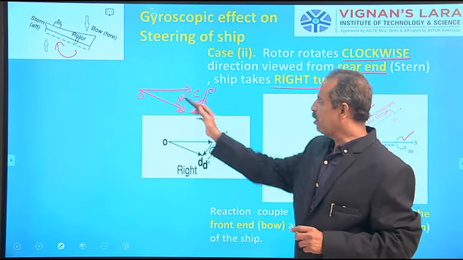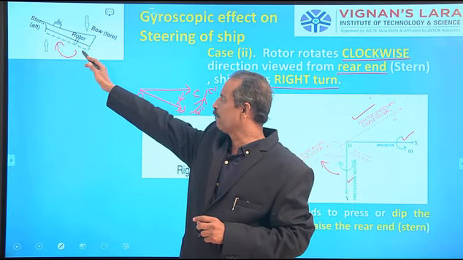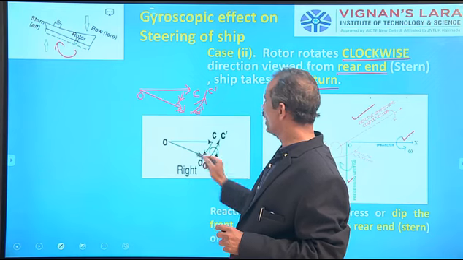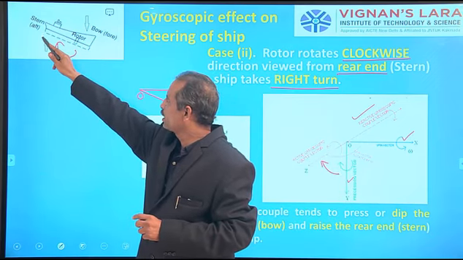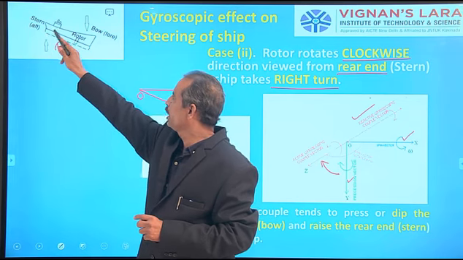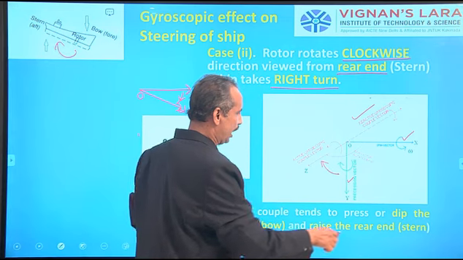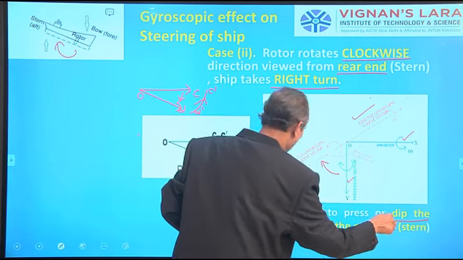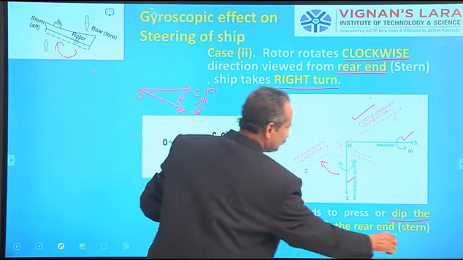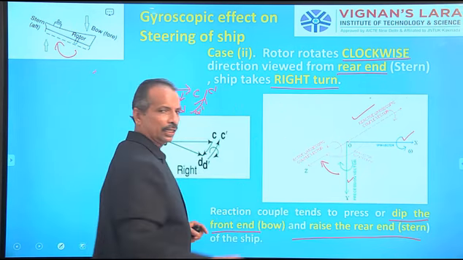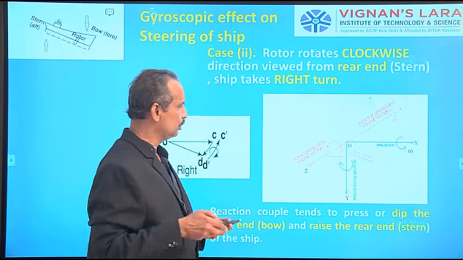Same thing I have applied on a ship and I have categorically shown what is going to happen. If I apply a force like this, then the rear end or stern end is moving up and the bow is moving down. The same thing I have written in the statement here: dip the front end and raise the rear end. Okay, let us come to the third case.